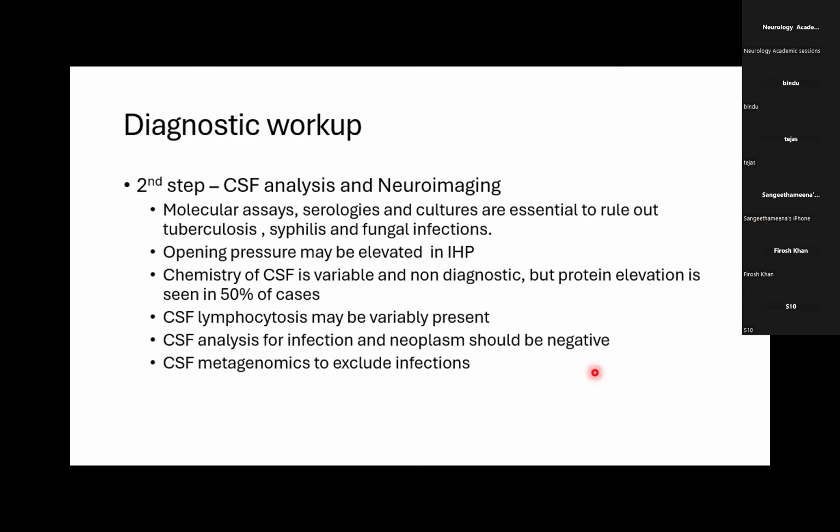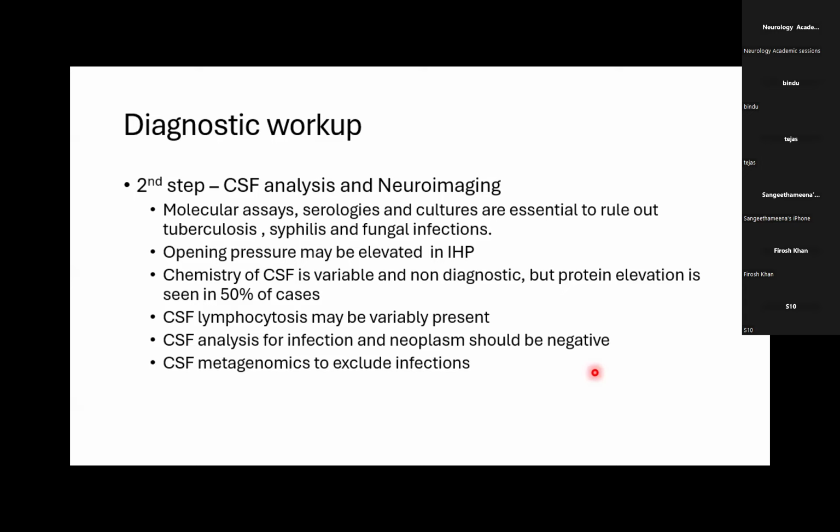Second step includes CSF analysis and neuroimaging. Molecular assays, serologies, and cultures are essential to rule out tuberculosis, syphilis, and fungal infections. In CSF, the opening pressure may be elevated in idiopathic hypertrophic pachymeningitis. The picture of CSF in idiopathic hypertrophic pachymeningitis is variable and is not diagnostic.